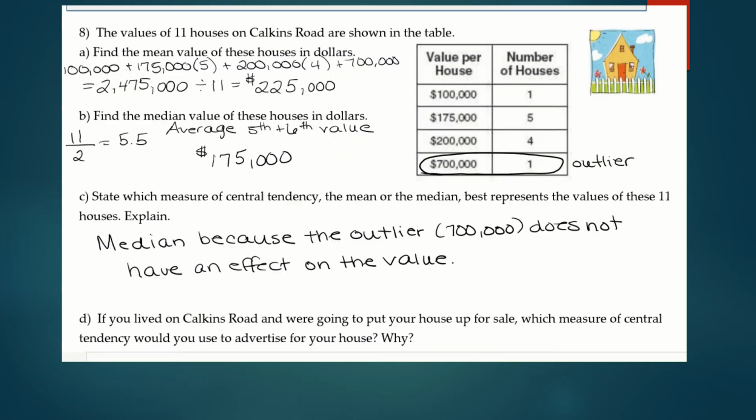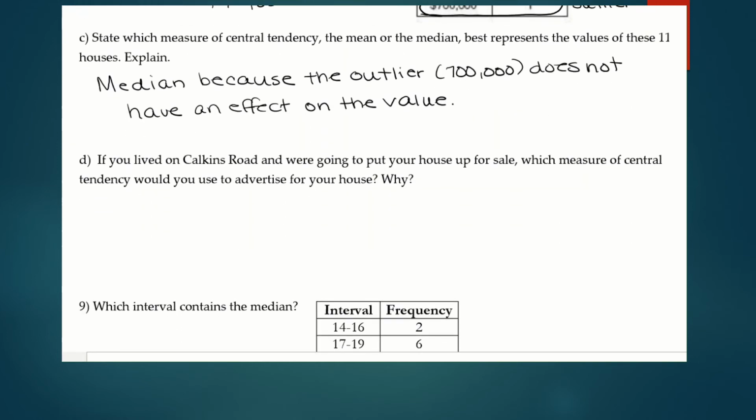Okay. All right. Part D, if you lived on Calkins Road and were going to put your house up for sale, which measure of central tendency would you use to advertise your house? Why? Okay, so this is a little different type of question. If I was going to put my house up for sale, personally, I would use the mean in this case.